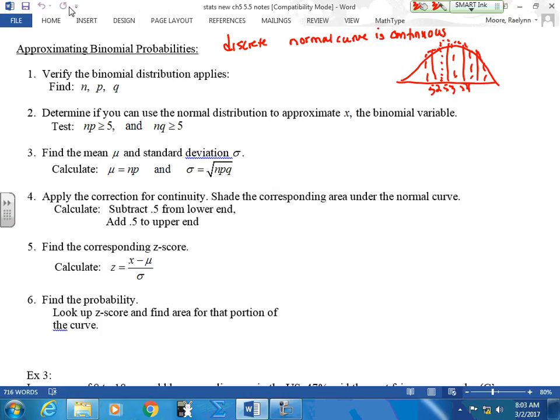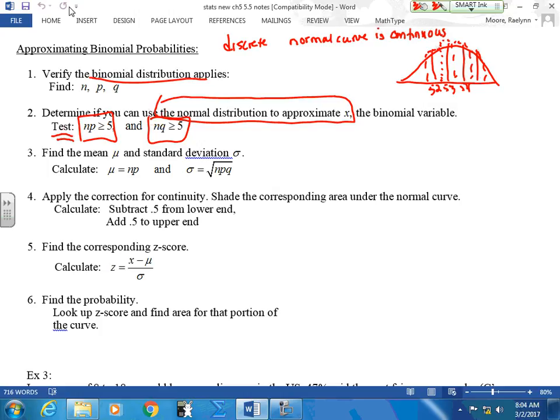So what you're going to do is verify that it is binomial. Do I have an N, a P, and a Q? N is how many trials I did. Binomial means I only have two choices, yes or no, or whatever they're asking me for. Then my probability of success and my probability of failure. The next thing you're going to do is test this. You need to pass these two tests in order for us to say it approximates a normal distribution. If it doesn't pass that test, you stop. You say, can't do this.